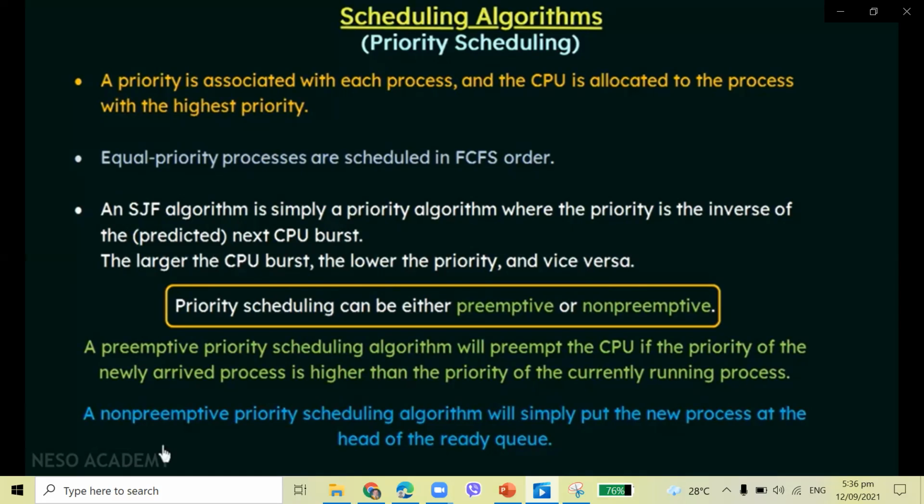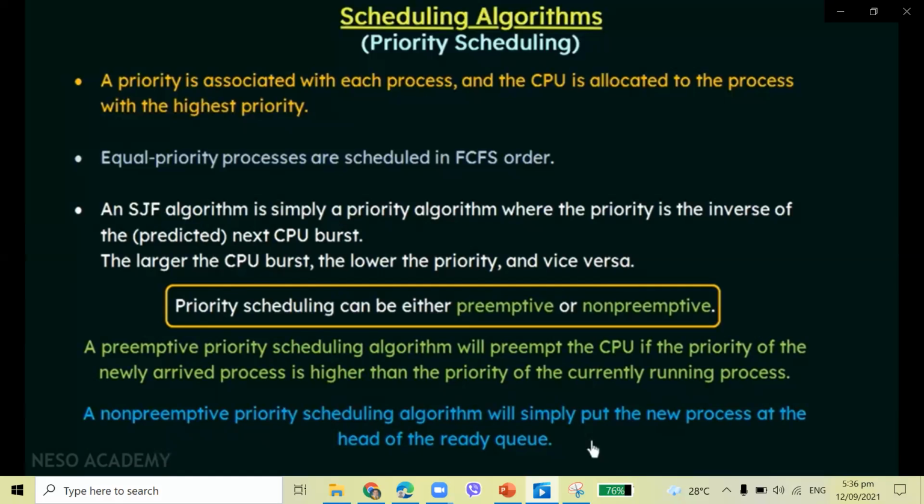So if it has the highest priority among all the processes in the queue, then it will be kept at the head of the queue. And then when the currently executing process completes its execution, the newly arrived process will be given the CPU for its execution after that. So that is what happens in non-preemptive priority scheduling.